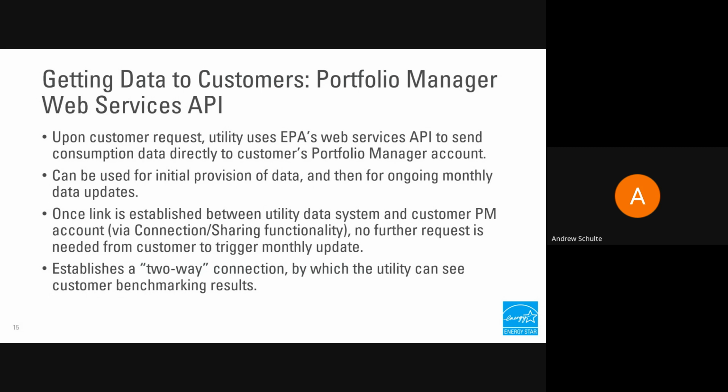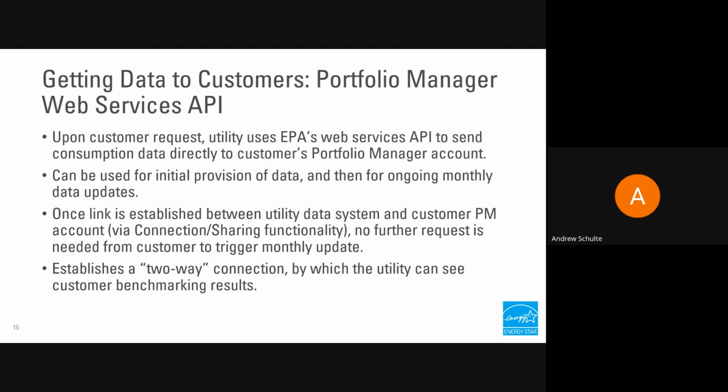So essentially, if you're using the API, the customer goes through the request process and provides all the information that you need to do your meter to building mapping, and then when it's time to actually transfer the data over to the customer, it's being done through these web service calls. The important thing here is that the Portfolio Manager API is not just used for a one-time delivery of data. It can be used to provide ongoing monthly updates.